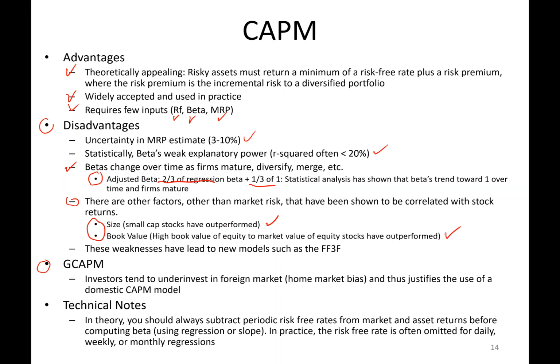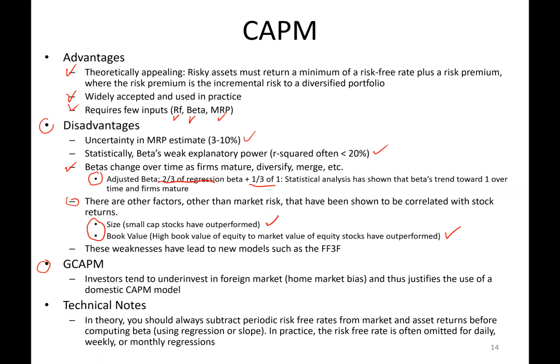Global CAPM. The justification for using global CAPM rather than domestic CAPM is that if the marginal investor in a particular asset is globally diversified, you should use global CAPM, still using your domestic risk-free rate. However, there is evidence to show that there's a home market bias in investing. Therefore, it's probably safe to use domestic CAPM for domestic equities.